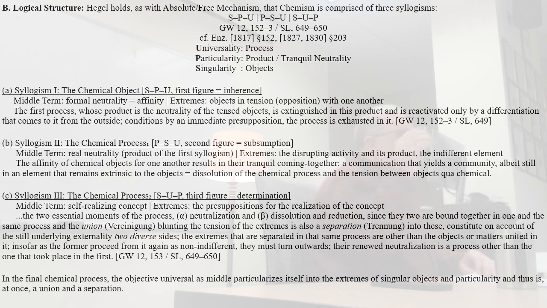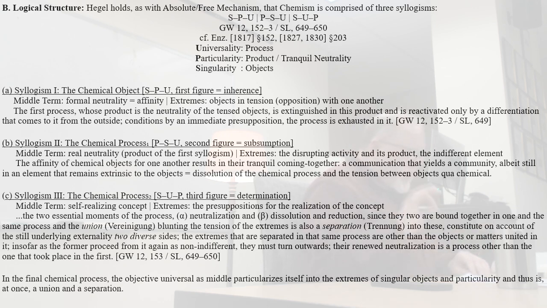So he says there's a triad of syllogisms here that defines chemism. The first syllogism is about the chemical object. It's about inherence again. The second syllogism is about the chemical process, where things all are subsumed. They all come together in this tranquil neutrality. But then look at the third syllogism. This is again about the chemical process, but now not insofar as it creates tension and lets them all be neutralized, but insofar as it actually generates all, and therefore is not just them anymore. It's, let's use a loaded term, separable from them, which is exactly what Hegel's about to say.